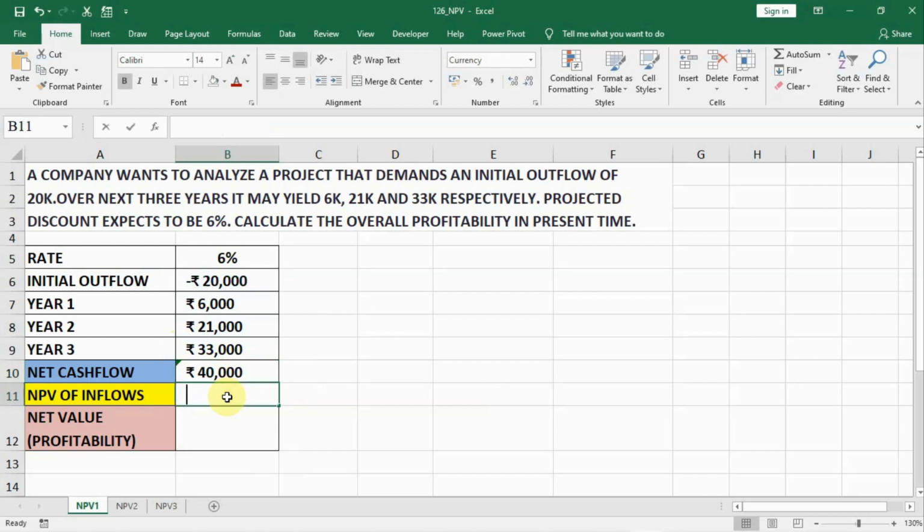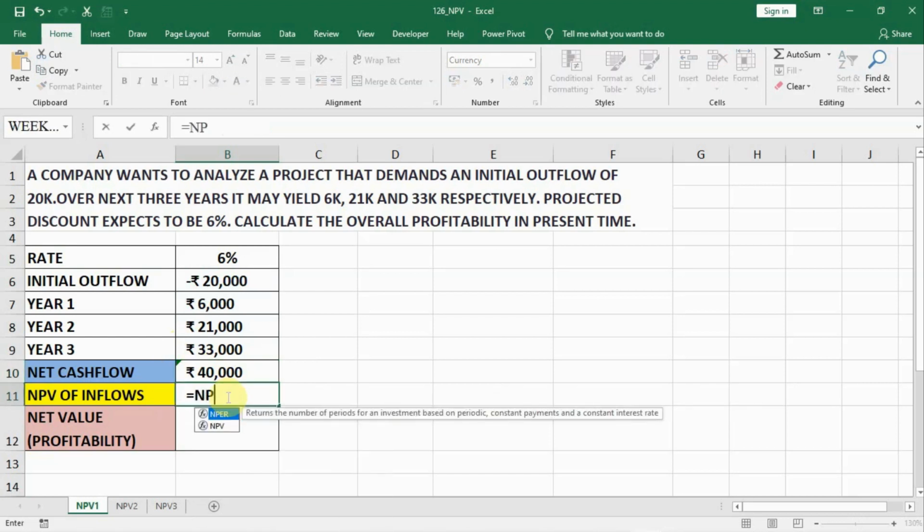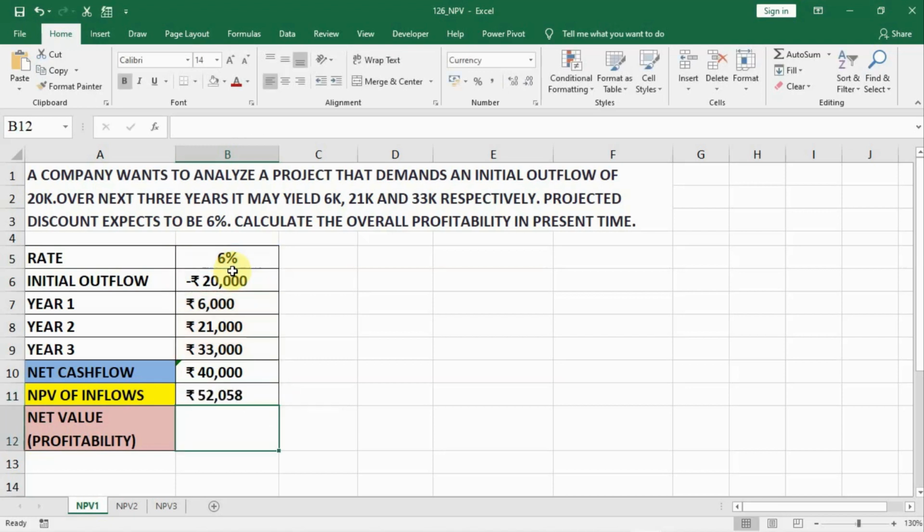We'll write equal to NPV, bracket open. We'll select our rate, put a comma, and select the three values. We'll not include the current value of minus 20,000. We'll just see the net present value of the three cash inflows in terms of today. What is the value today? And that comes out to be 52,000.